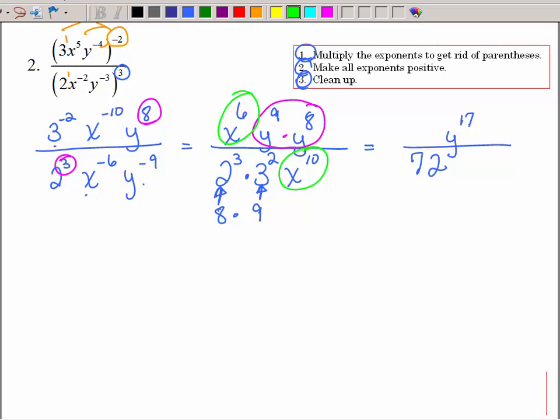But just like on the previous example, where are there more? As in, who has the biggest exponent? On the bottom. So I'm going to keep the x on the bottom and subtract 10 minus 6, which is 4. Final answer. Doesn't have any negative exponent. Everything is as simplified as possible.